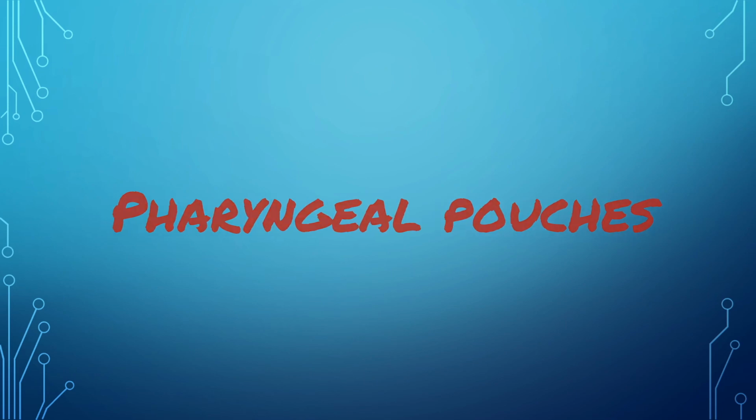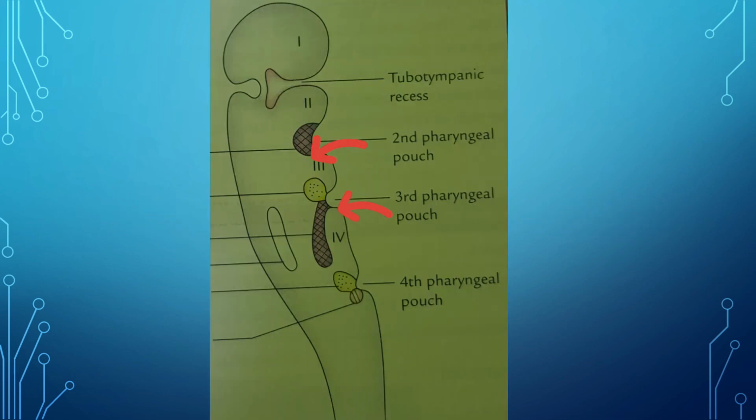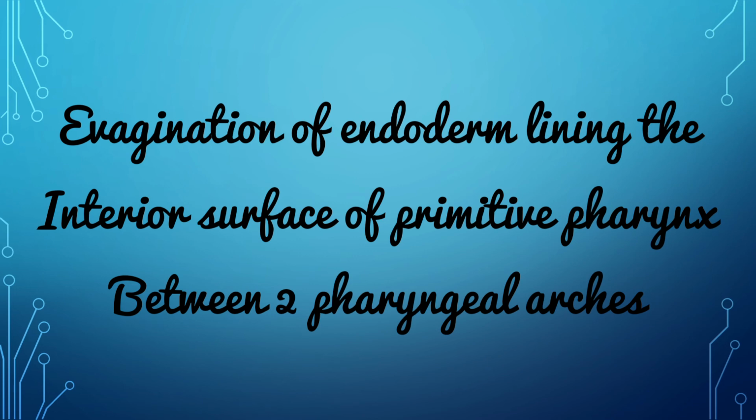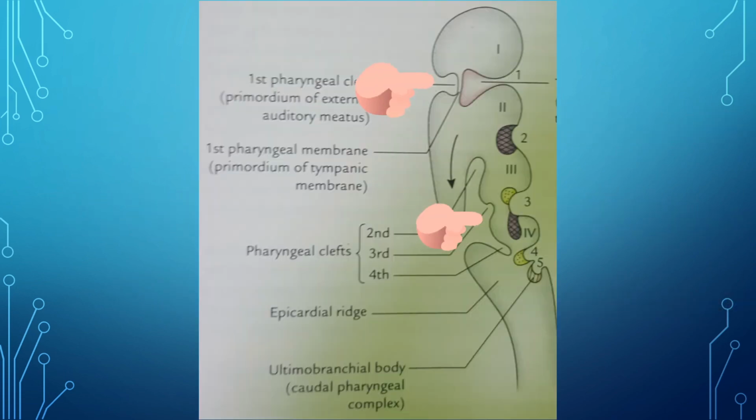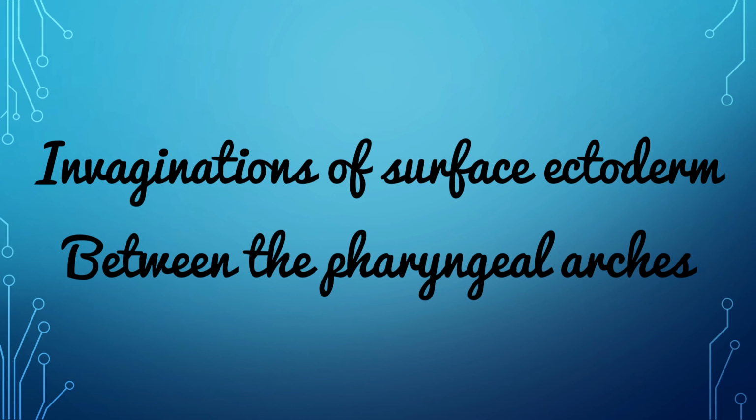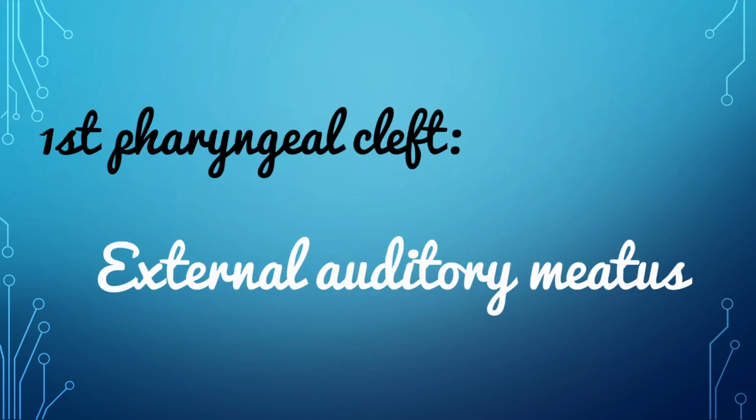There are 4 pairs of pharyngeal pouches. These are actually evaginations of the endoderm lining the interior surface of the primitive pharynx between the 2 arches. Next, we will go to the pharyngeal clefts. The pharyngeal clefts are also called pharyngeal grooves. There are 4 pharyngeal clefts, named 1, 2, 3 and 4. These are invaginations of the surface ectoderm between the pharyngeal arches. Only the first pharyngeal cleft gives rise to a definite structure, that is the external auditory meatus, whereas all other clefts, 2, 3 and 4, are obliterated.